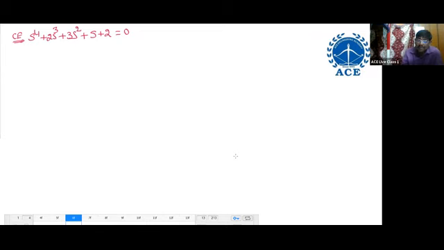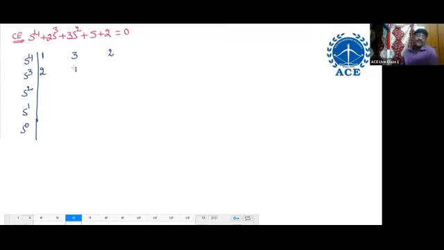Unstable, stable, unstable. You write the Routh tabular form: S power 4, S cube, S square, S power 1, S power 0. 1, alternate 3, alternate 2, next 2, next 1, next 1.